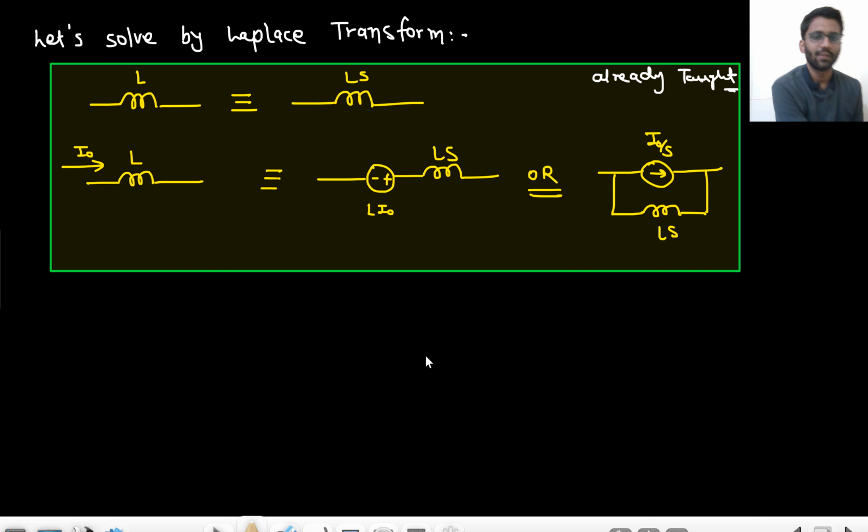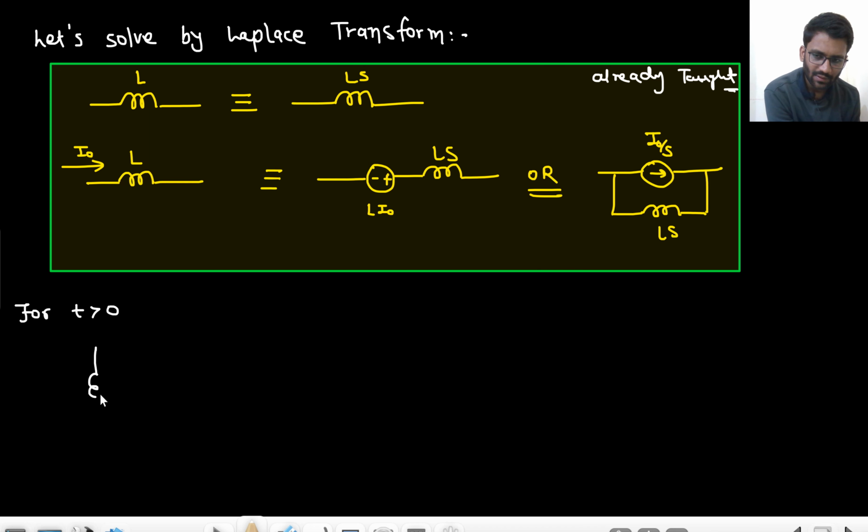Right? This is already taught. Yeah. So which circuit we have to solve? So for t greater than 0, what is the circuit? We already know, right? For t greater than 0, what is the circuit?